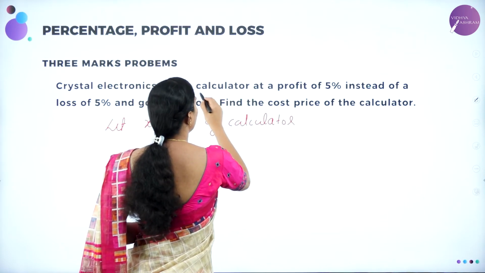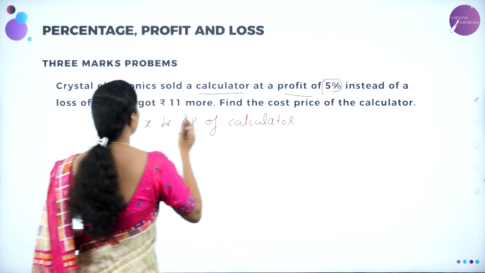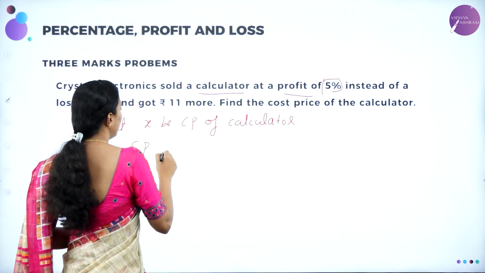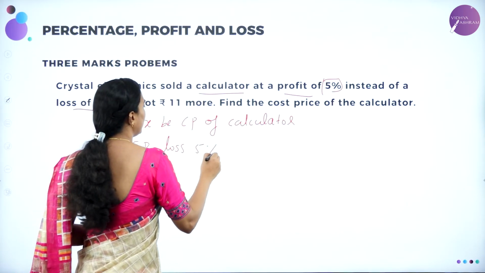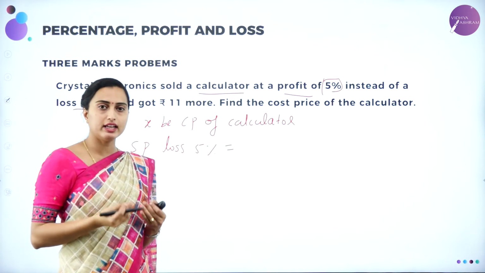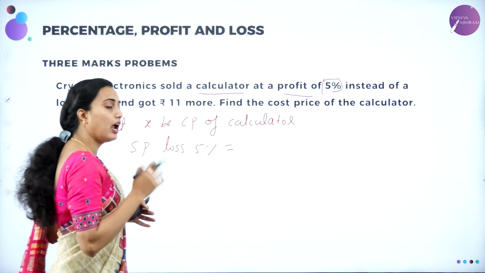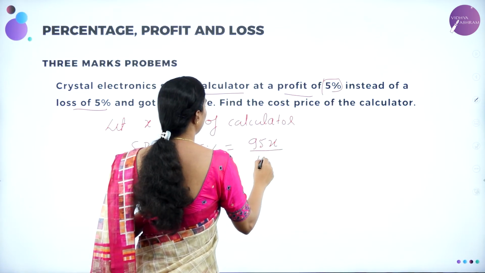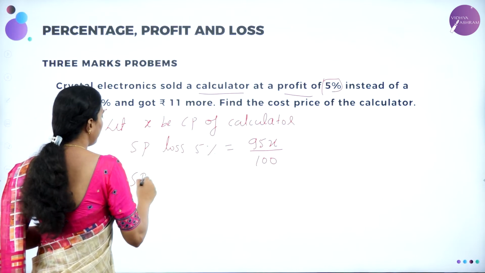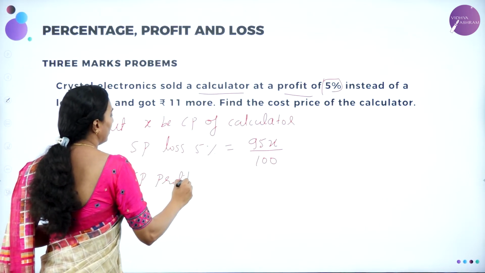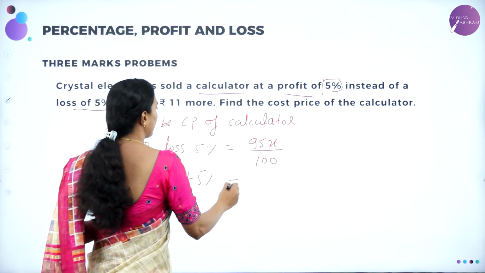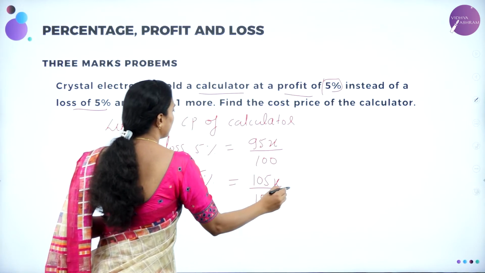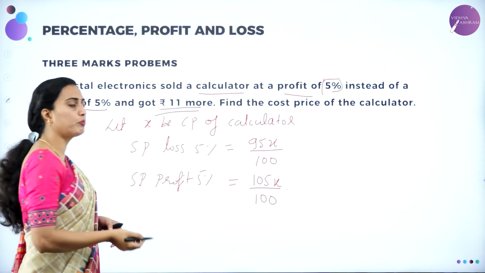And how much? See, a calculator profit of 5% instead of a loss of 5%. So SP at a loss of 5% is, in 100, a calculator price of rupees 100, you can have it as 100 minus 5 is 95, correct? 95x divided by 100. Similarly, SP at a profit of 5% will be 105x divided by 100. So what have they given? He is going to gain rupees 11 more.